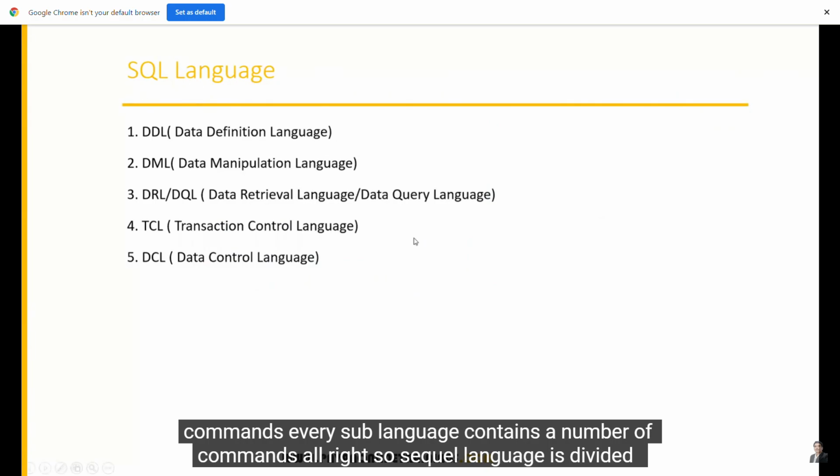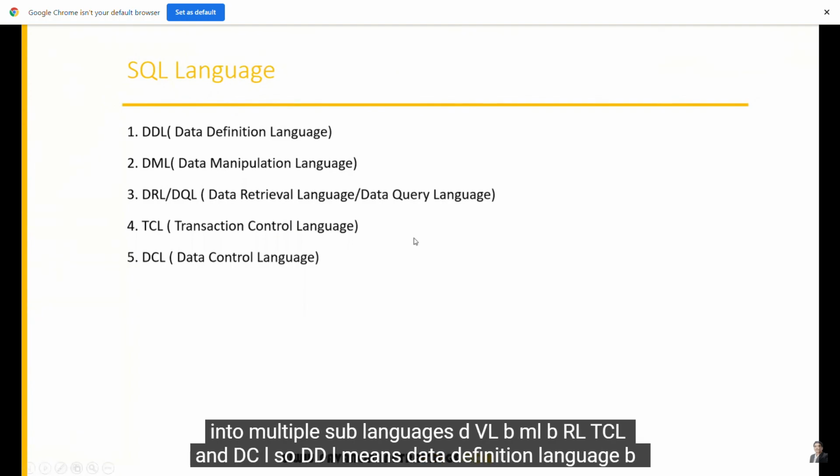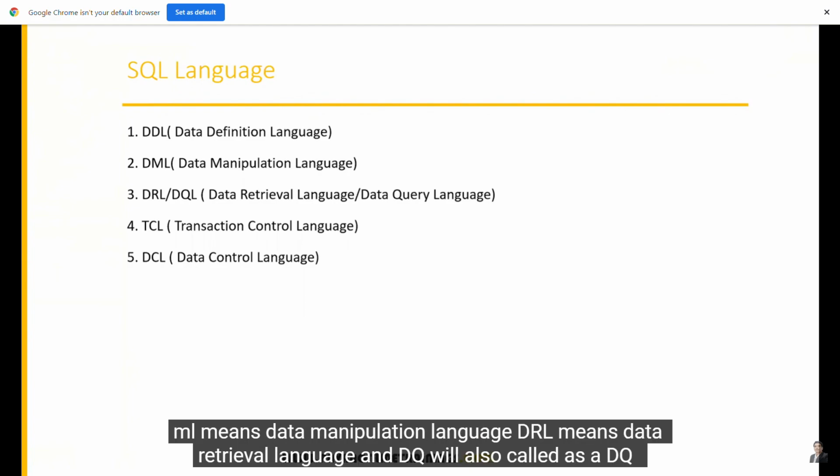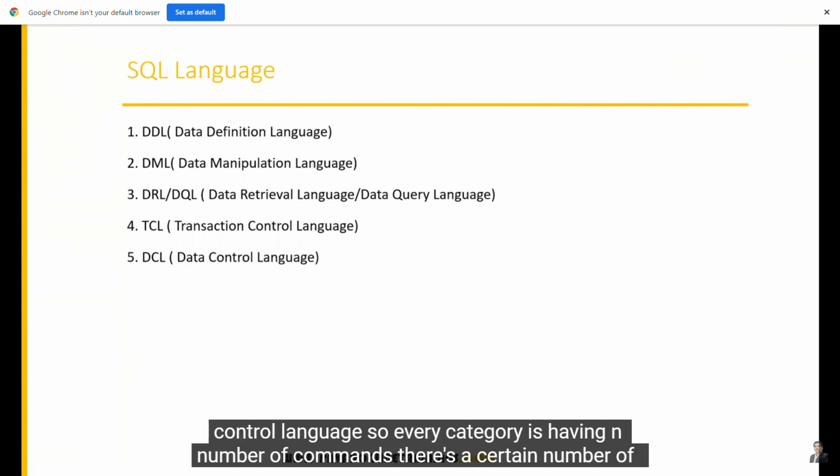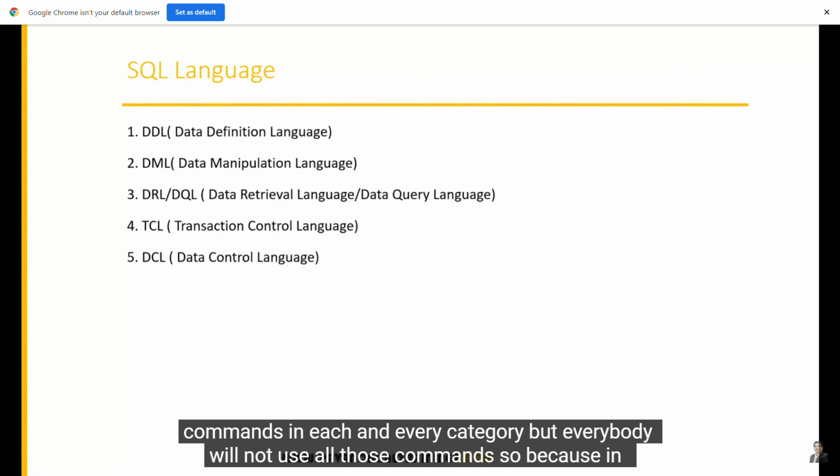All right. So the SQL language is divided into multiple sub languages: DDL, DML, DRL, TCL, and DCL. DDL means data definition language. DML means data manipulation language. DRL means data retrieval language, also called DQL, data query language. TCL is transaction control language, and DCL is data control language. Every category has a number of commands, but everybody will not use all those commands.